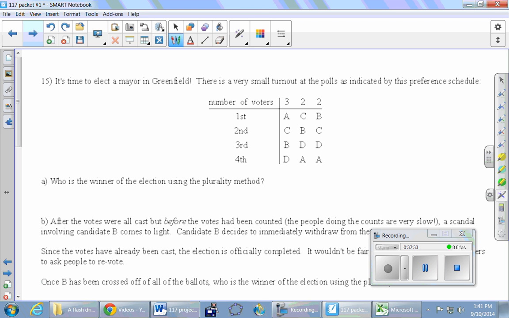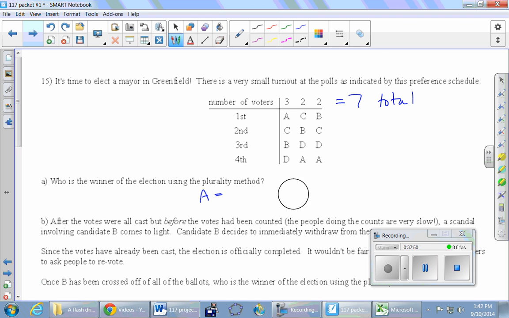Okay, so this is the mayoral election here in Greenfield. How many people voted? 7. It was a slow day at the polls. Okay, so part A. Who wins using plurality? Let's get the work up here.